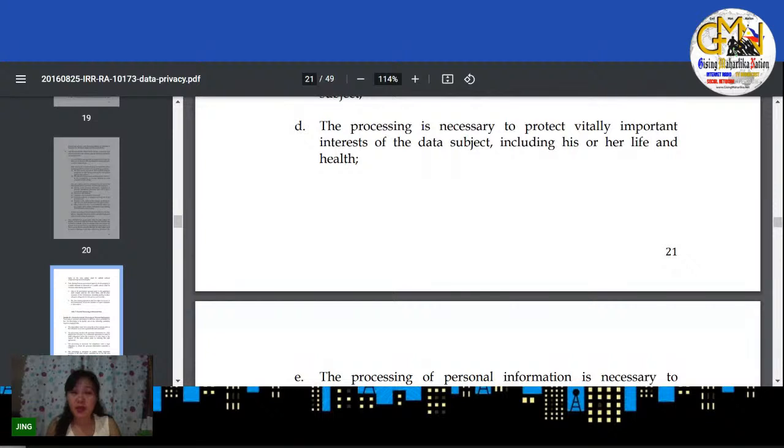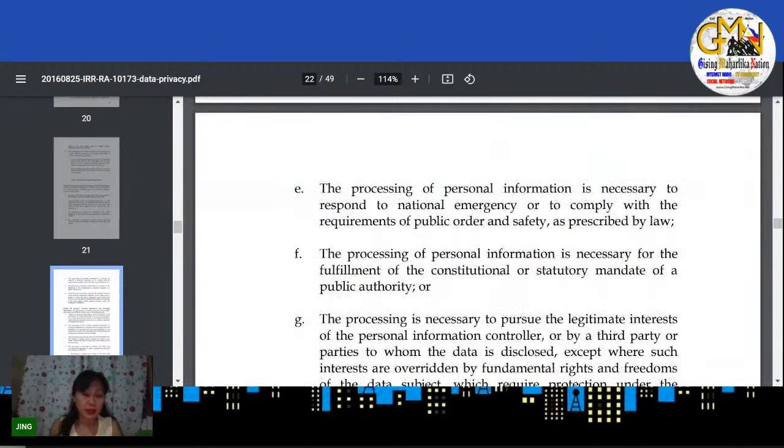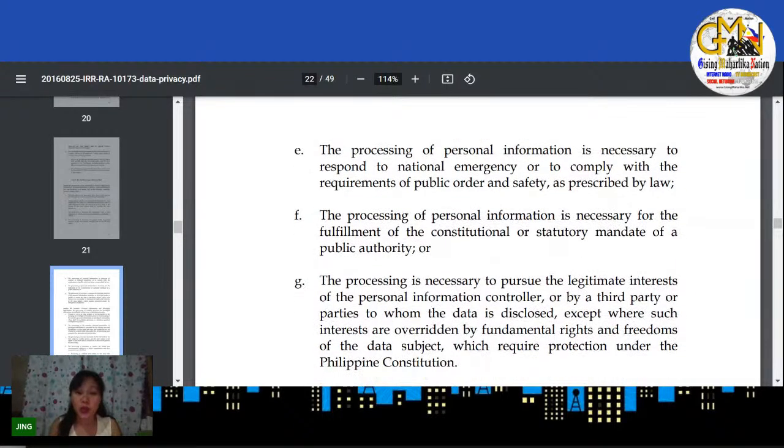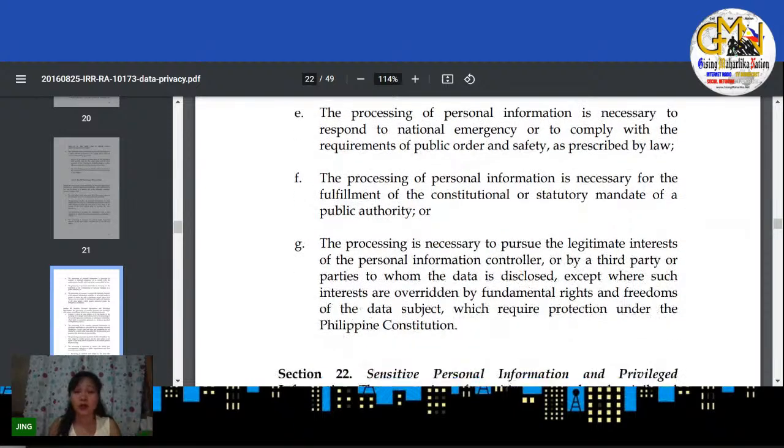Letter D. The processing is necessary to protect vitally important interests of the data subject, including his or her life and health. Letter E. The processing of personal information is necessary to respond to national emergency or to comply with the requirements of public order and safety as prescribed by law.